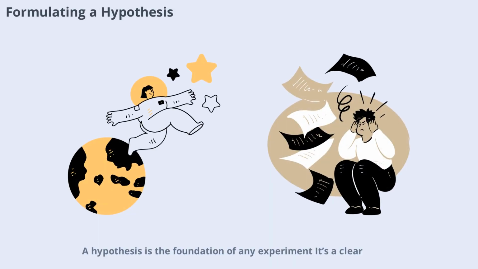Hypothesis is the foundation of any experiment. It's a clear, concise statement that predicts the relationship between variables. For example, a researcher might hypothesize that increasing sunlight exposure will boost plant growth. The hypothesis should be specific and testable, allowing for measurable outcomes. Crafting a strong hypothesis guides the entire experimental process and helps focus the research. In the next scene, we'll discuss how to identify and classify variables within your experiment.